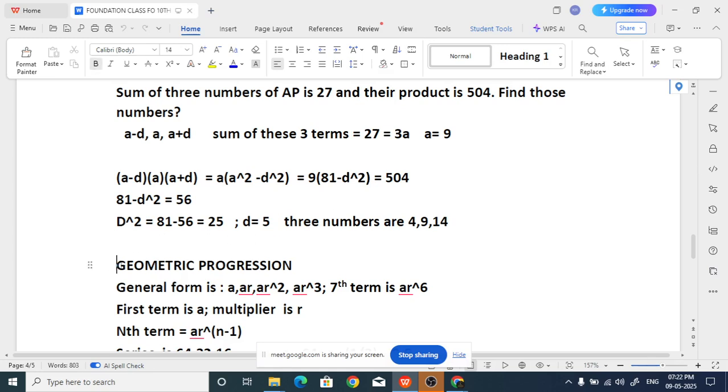The geometric progression, the general form is a, comma, ar square, comma, ar power 3. Like that it goes on.